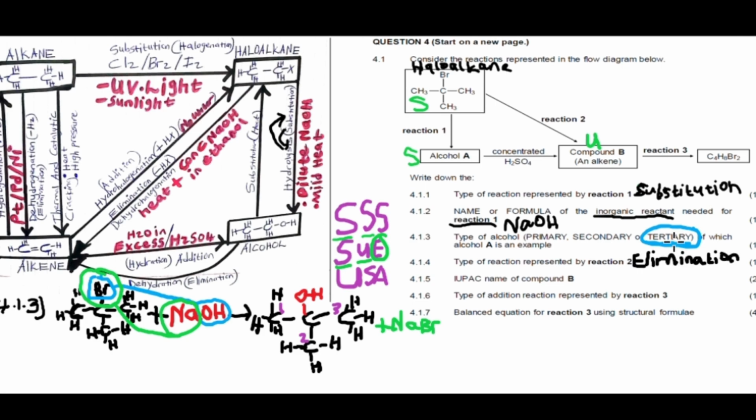You have to write it in full. Also here, question 4.1.1, you have to say substitution reaction. So the word reaction is very important. Now, that is 1 mark. Now, let's go to question 4.1.5, the IUPAC name of compound B.